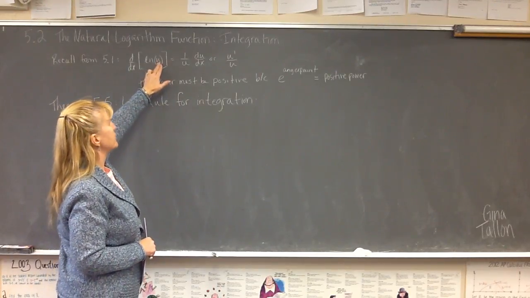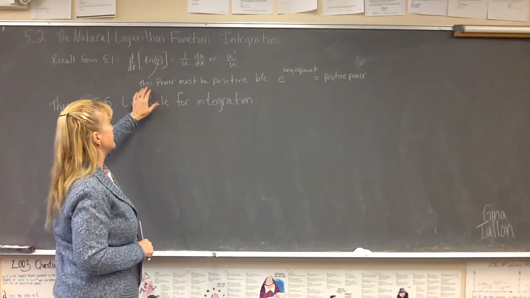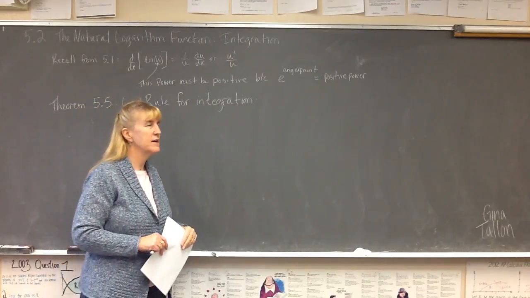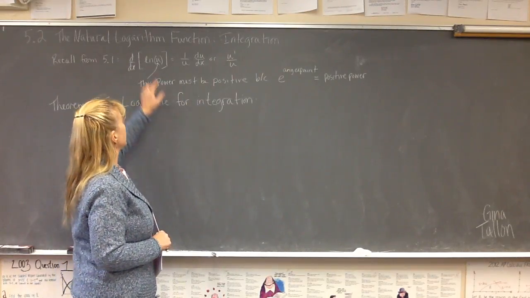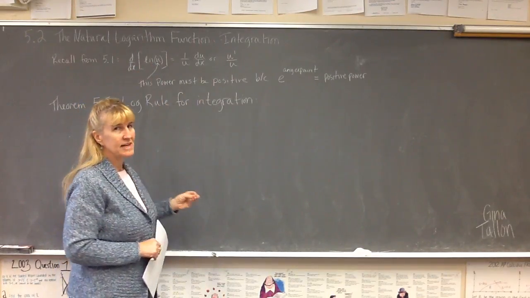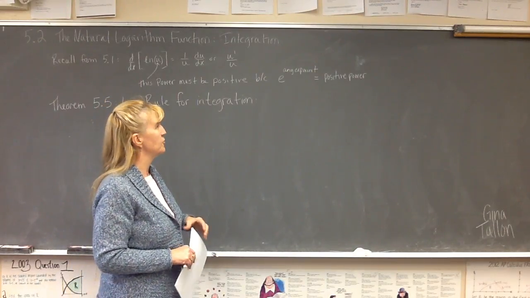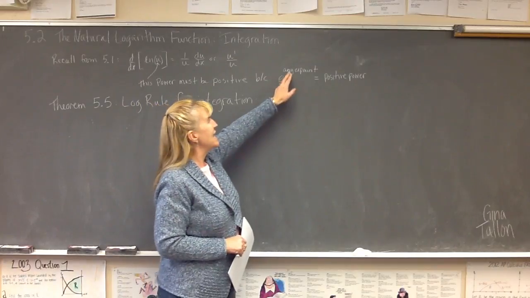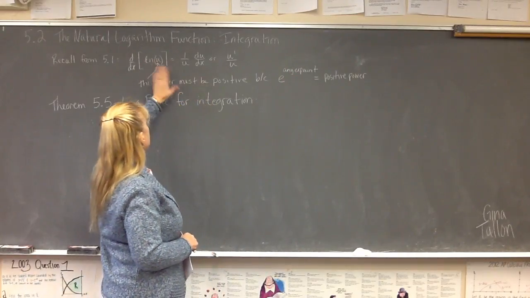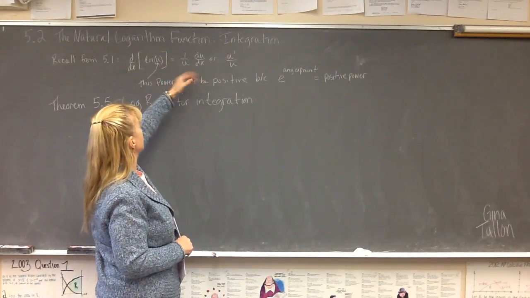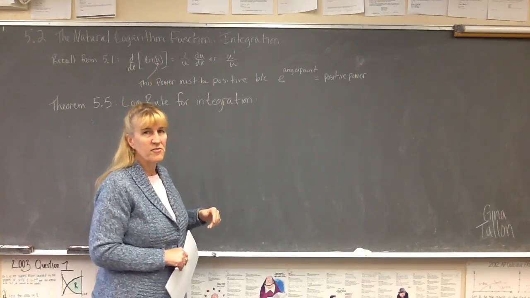This power, whatever your u is in that set of parentheses, has to be positive. And the reason it's positive is because your base is e. You can see that because you're given a natural logarithm, and the base is presumed to be e if you write natural log. So e to any exponent, I don't care what your exponent is, has to yield a positive power.